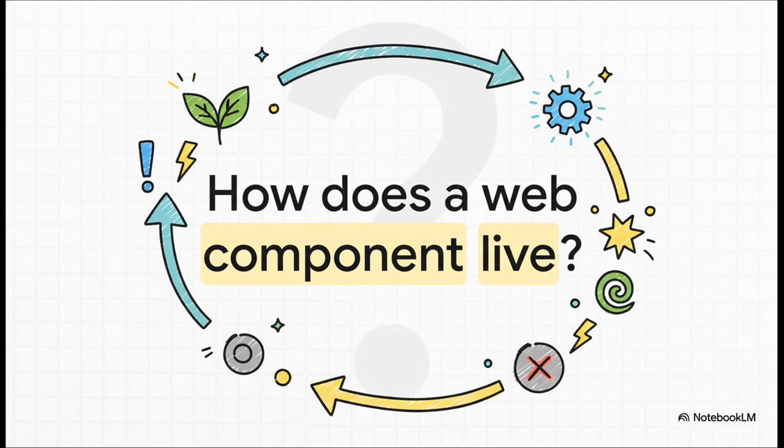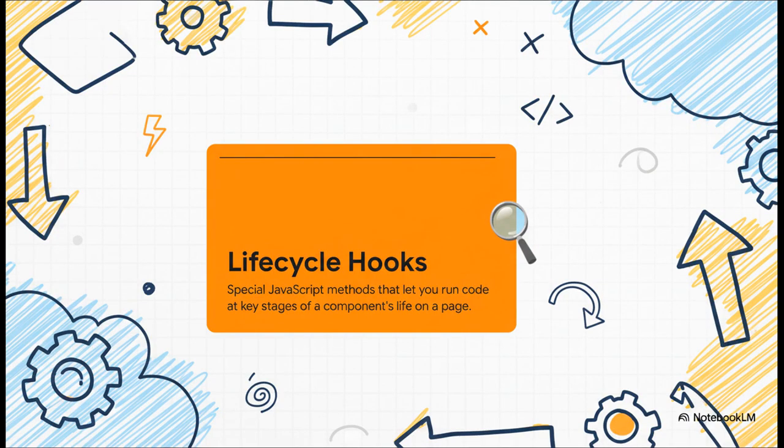So, have you ever really thought about it? How does a component actually live on a web page? It doesn't just poof appear, right? It's born, it gets plugged into the page, it shows up on screen, it changes when things happen, and then it's gone. That whole process, that's its journey. And lucky for us, we have special tools to jump in at every single one of those stages. And those tools? Yep, they're called lifecycle hooks.